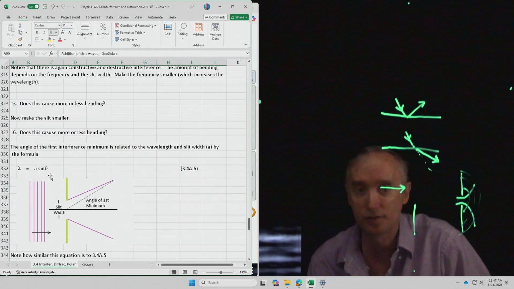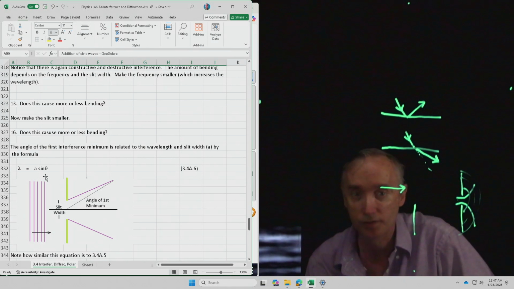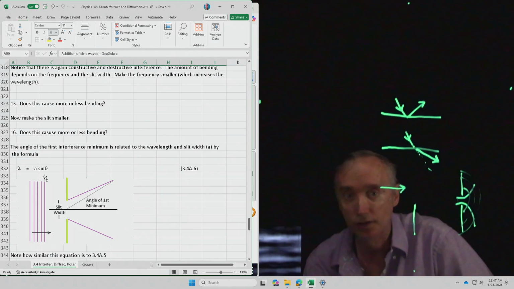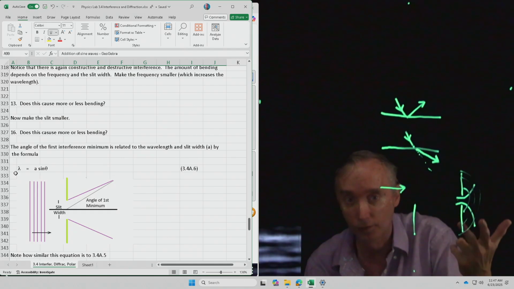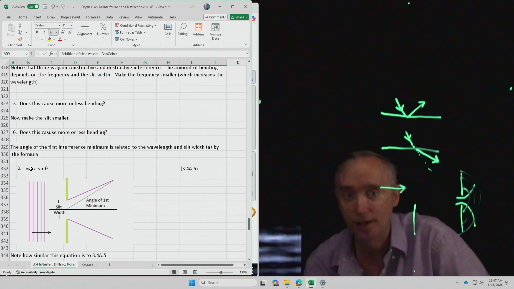All I want you to see is that there is a formula, and it depends on 3 things. It's going to depend on the wavelength of sound, the wavelength of the light, the wavelength of the ripples if it's water. It's going to depend on the size of the slit, so that's going to be A, and then it's going to depend on the angle where the interference diffraction is going to occur at.